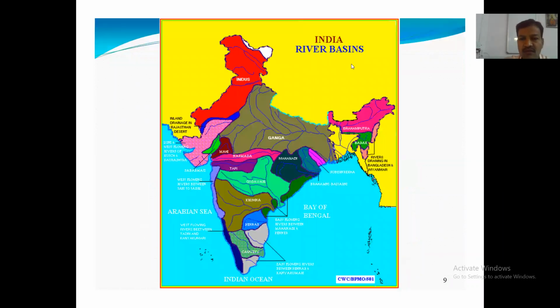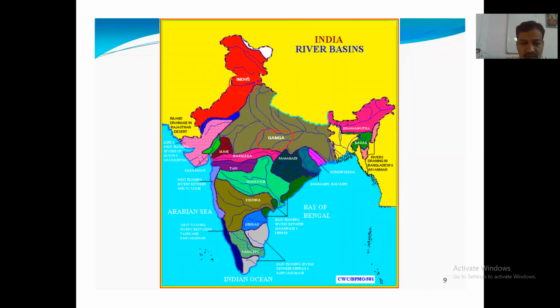This map shows the Indian river basins. म्हणजे वेगवेगळ्या भागात वेगवेगळ्या रिजन मध्ये नदीचा प्रवाह हे इथे दाखवलेलं आहे या मॅप मध्ये. See this, in northern region in Himachal Pradesh, Uttar Pradesh, the Ganga river is there. Ganga river basin.